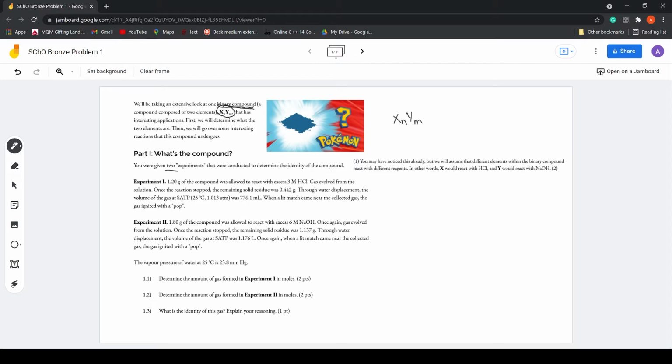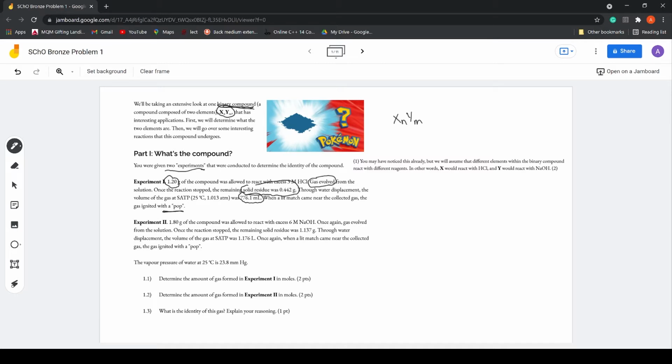So we're given two experiments. These are the two important experiments we want to look at. It says 1.2 grams of the compound was allowed to react with HCl. Gas evolved, so that's an important thing to note from the solution. So we know that there's a gas produced, and there's a remaining solid residue of 0.442 grams. Through water displacement, the volume of the gas at SATP was 776.1 milliliters. Then it says when a lit match came near the collected gas, the gas ignited with a pop.